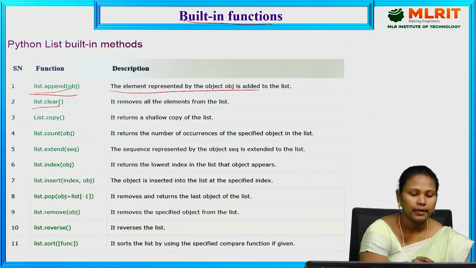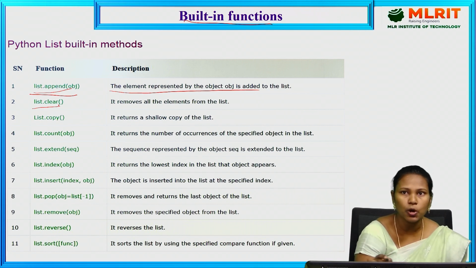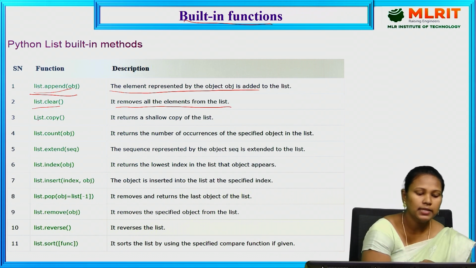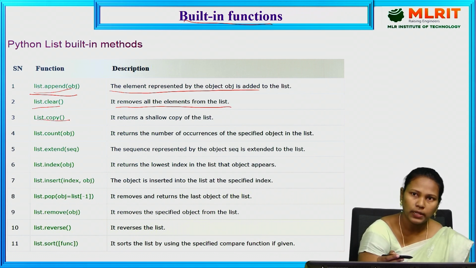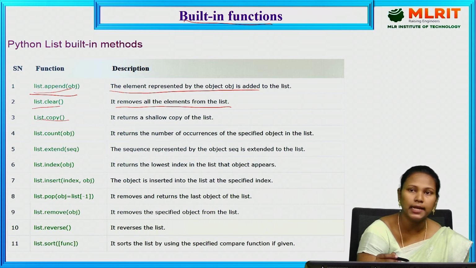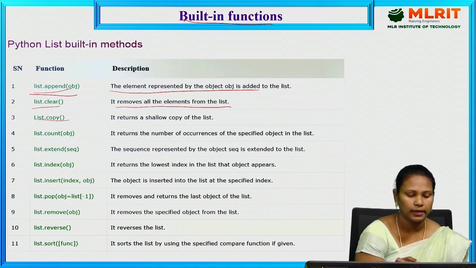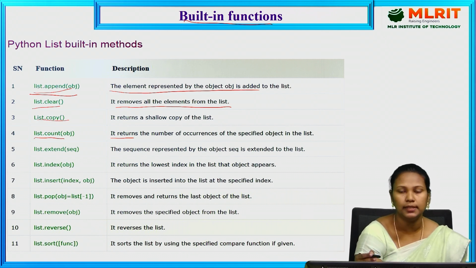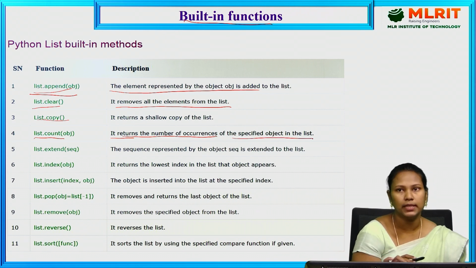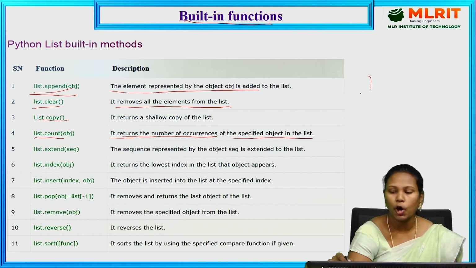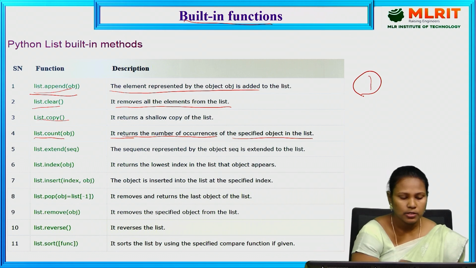And clear, it clears the list, meaning it removes all the elements from the list. List.copy, you can copy the list, meaning we can create another dummy copy with the help of the copy command. List.count checks how many times a particular value has occurred. It returns the number of occurrences of the specified object in the list.